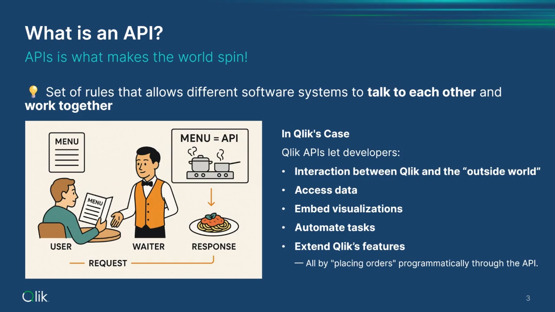What is an API? An API is a set of rules that allows different software systems to talk to each other and work together, as you can see in this definition in the slide. Think of an API like a restaurant menu. The menu tells you what dishes or services are available. You place your order, which is equivalent to making an API request. The kitchen prepares your food and sends it back to you. That would be the API response. You don't need to know how the kitchen works, just how to order.